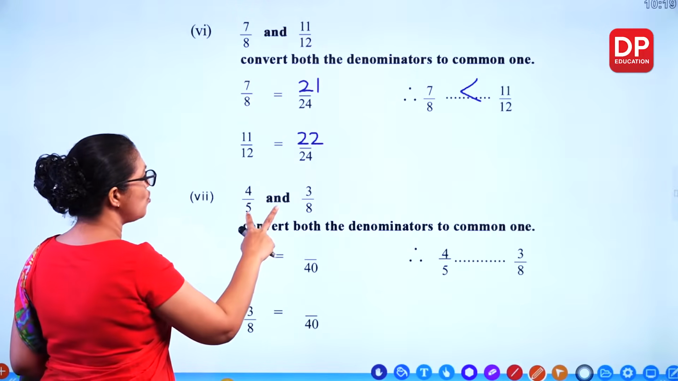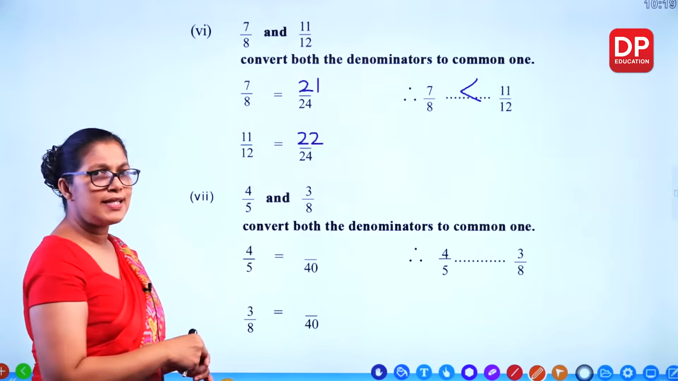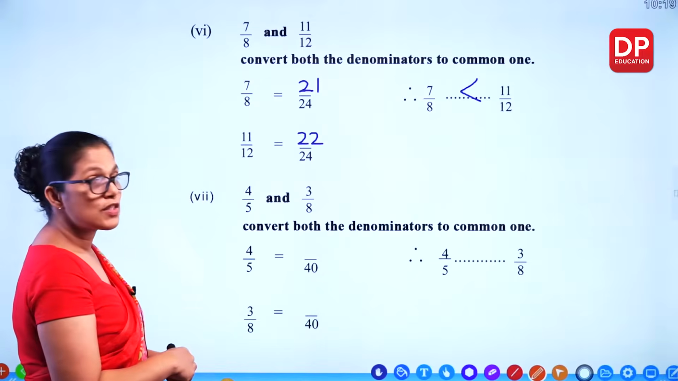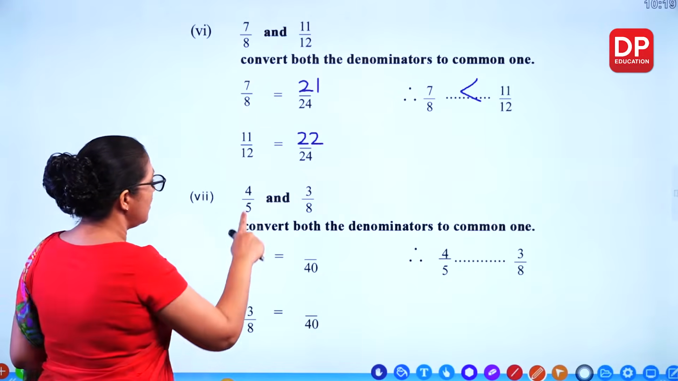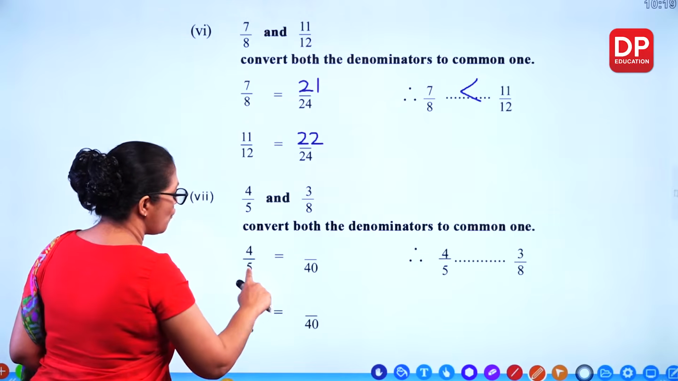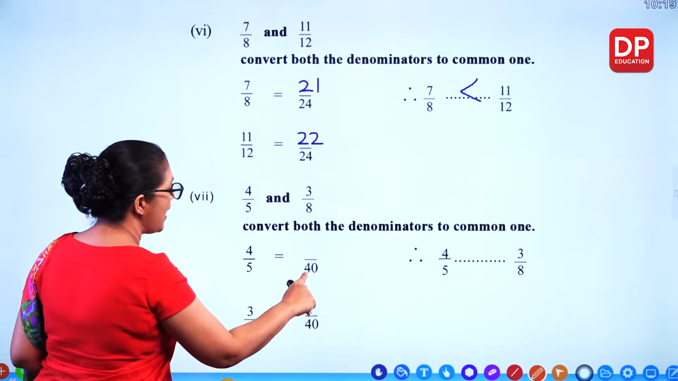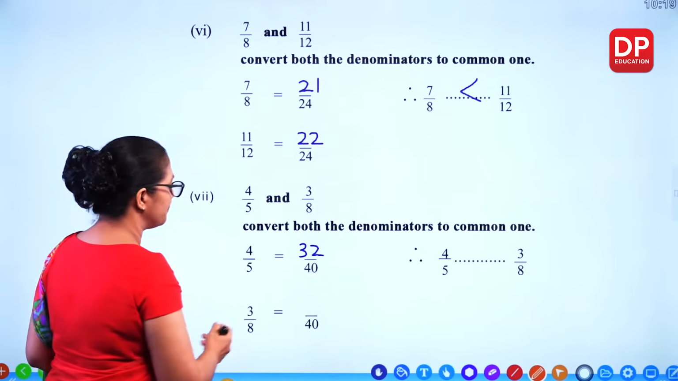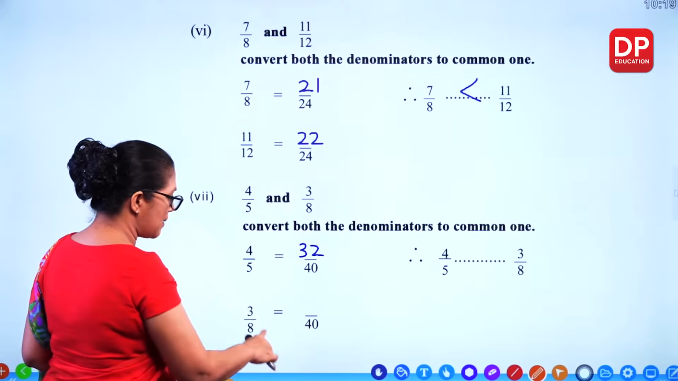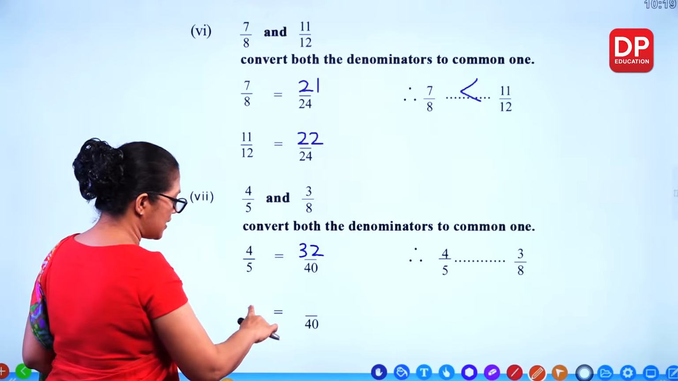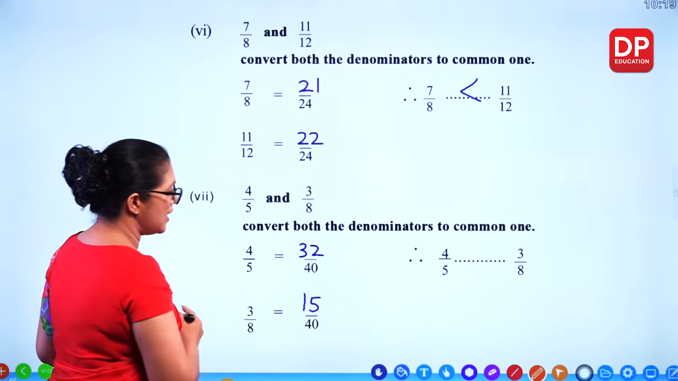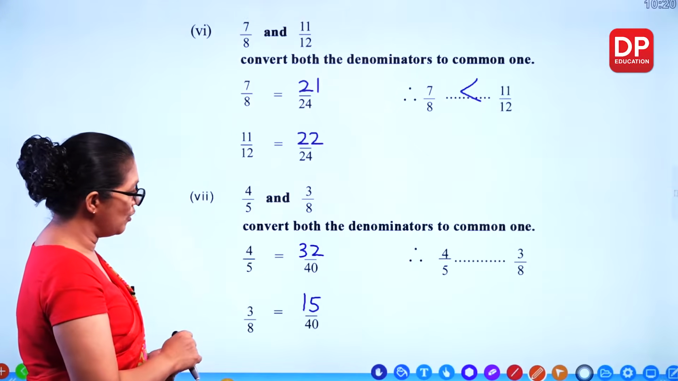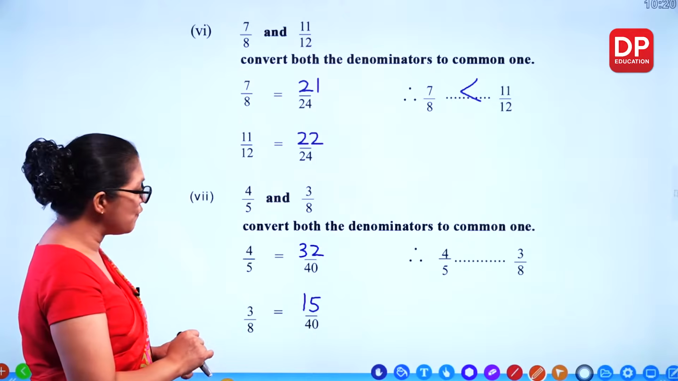Now compare these two, 4/5 and 3/8. So what's the common denominator? That's 40. So convert this to 40. That means multiply by 8. 8 times 4, 32. 8 to 40, that means multiply by 5. 5 times 3, 15. Now compare these two. Which one is bigger? Numerator, 32 is bigger than 15.